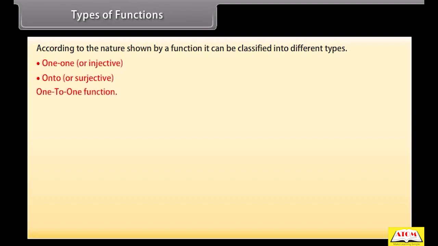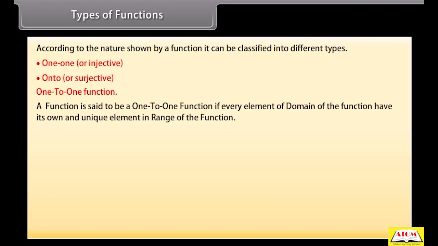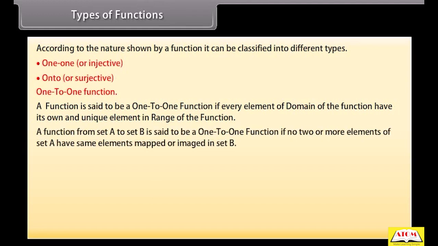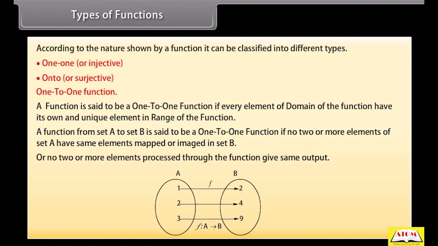1-to-1 function. A function is said to be 1-to-1 function if every element of domain of the function has its own and unique element in range of the function. A function from set A to set B is said to be a 1-to-1 function if no two or more elements of set A have same elements mapped or imaged in set B, or no two or more elements processed through the function give same output.